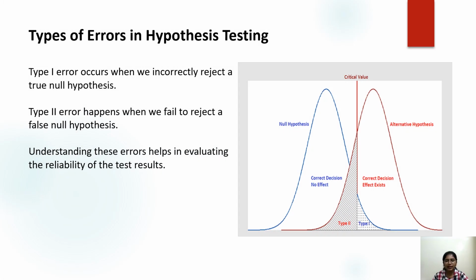Types of errors in hypothesis testing. Type 1 error occurs when we incorrectly reject a true null hypothesis. Type 2 error happens when we fail to reject a false null hypothesis. Understanding these errors helps in evaluating the reliability of the test results.